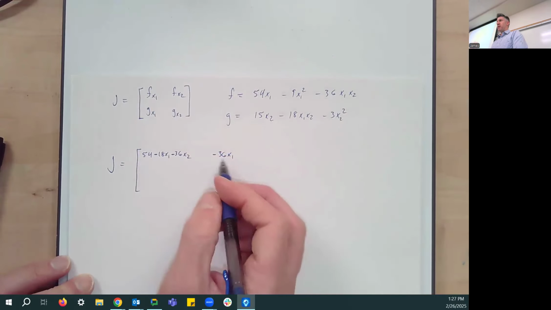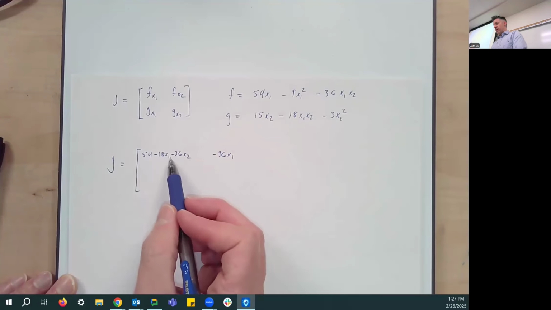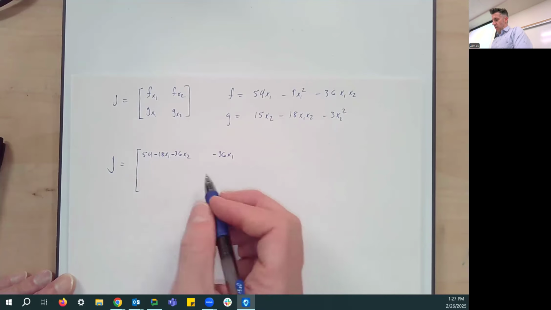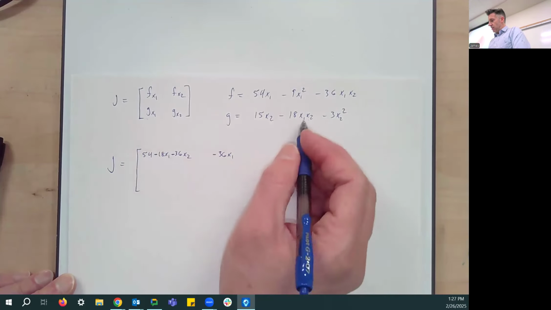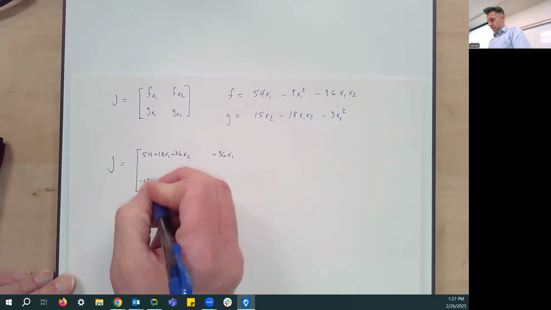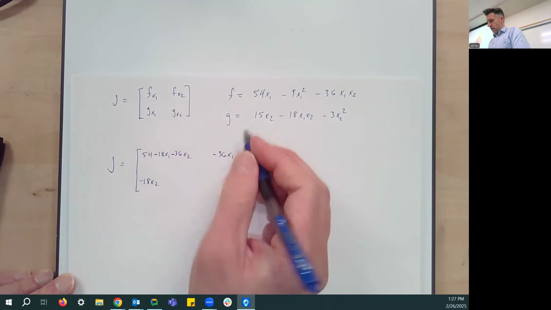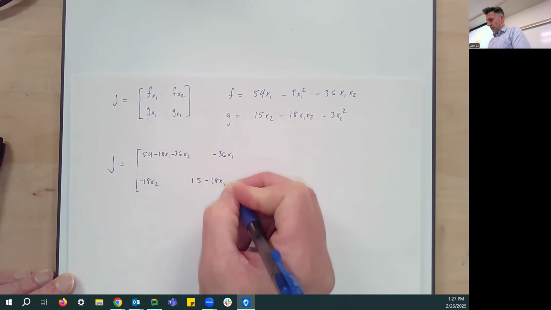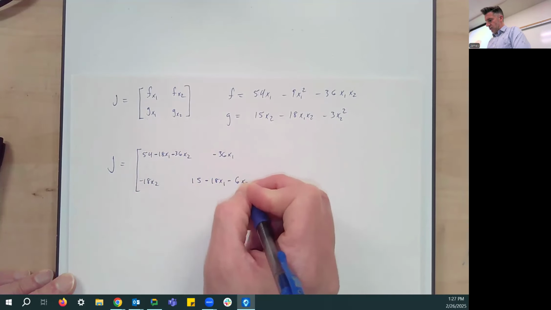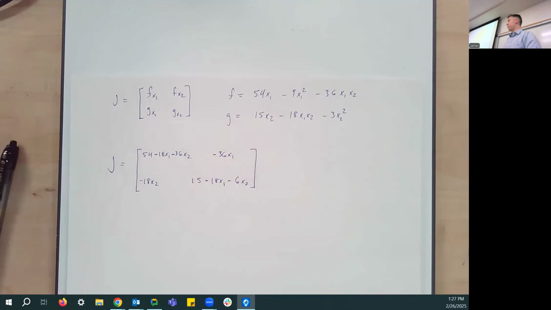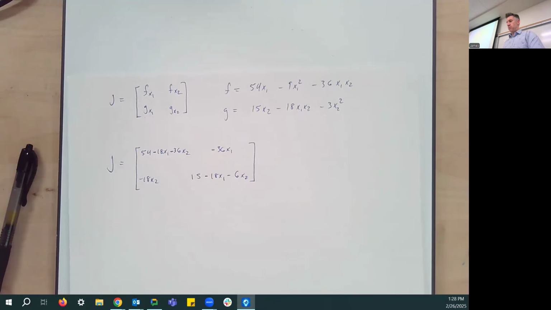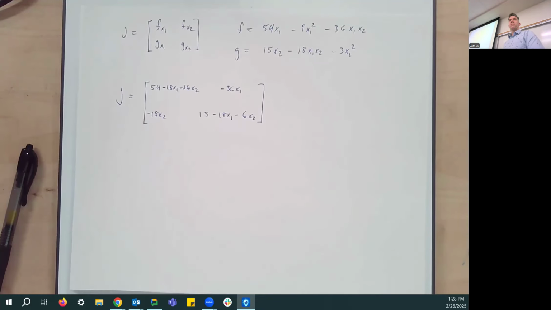When you write out these Jacobians and they're kind of gross like this, make sure you give yourself enough space between this thing and that thing so they don't look like you're just subtracting that or adding it to it. And then g_x1 is going to be negative 18x2. And then g_x2 is going to be 15 minus 18x1 minus 6x2. There's our Jacobian. Taking partial derivatives.